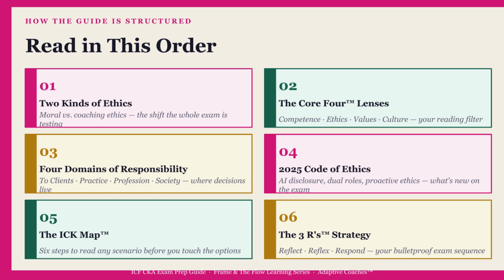Then move through the 4 core lenses, the 4 domains of responsibility, and the 2025 ICF Code of Ethics updates. Those 4 sections are your foundation. Once you have the foundation, the last 2 sections, the IC map and the 3 R's, give you the actual exam strategy. So that's the order.